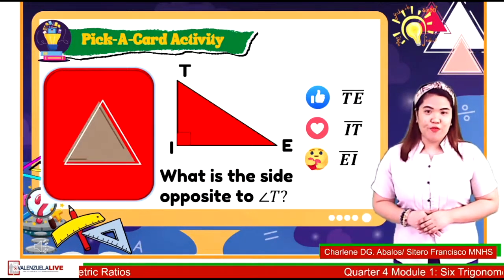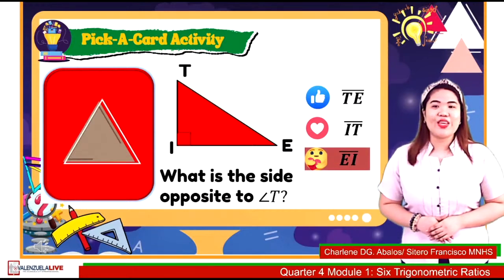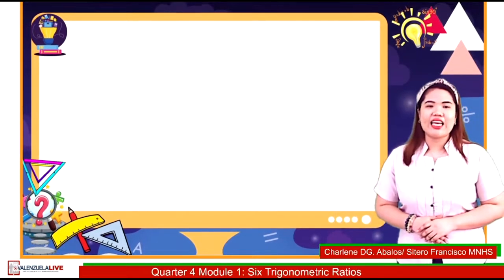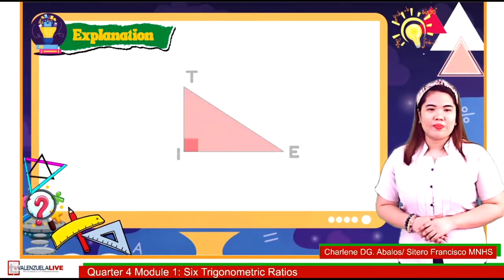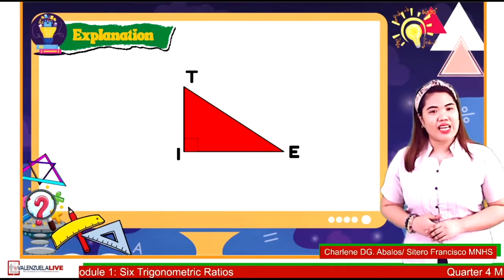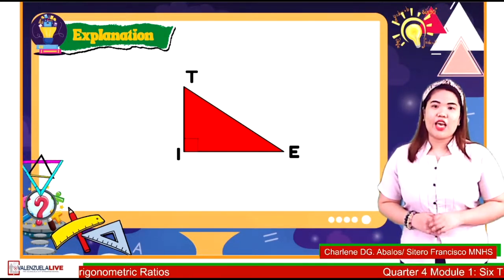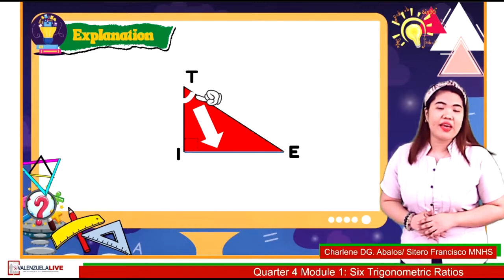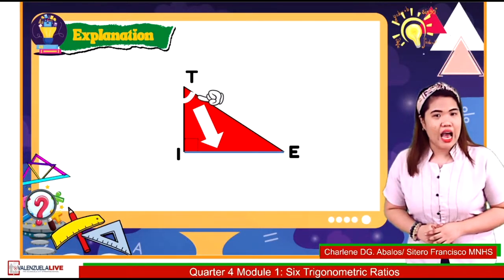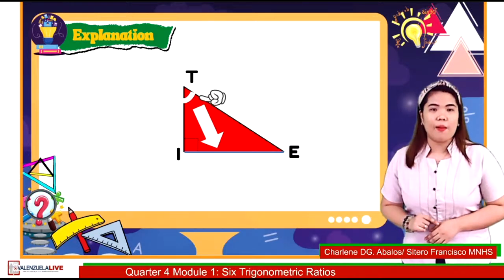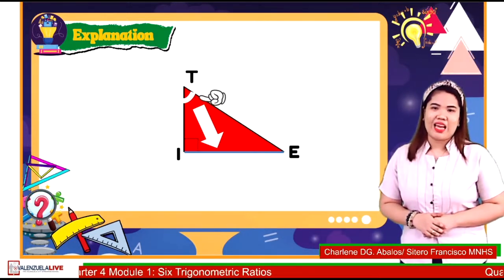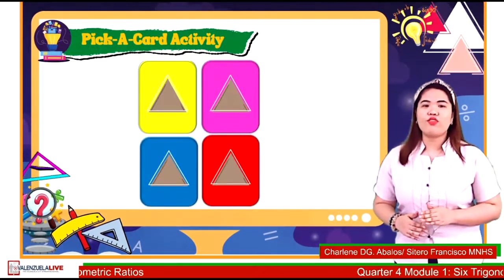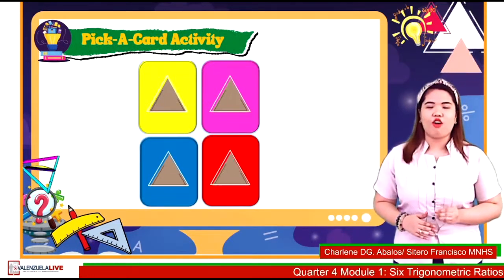Time is up. If you click care reaction, then you are correct. Given the figure, triangle TIE, you were asked to find the opposite side of angle P. If this is angle P, the side across the given angle is segment EI, which is considered as the opposite side. Let's go back to the set of cards. We are done with red card, and let's reveal the piece of picture.